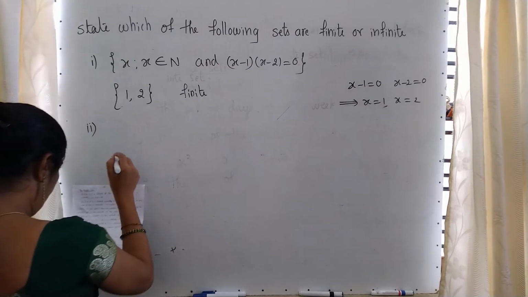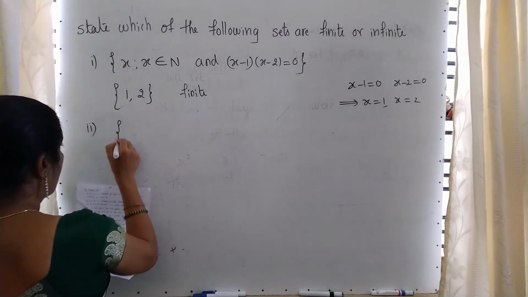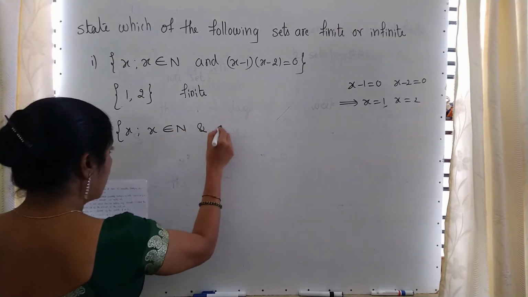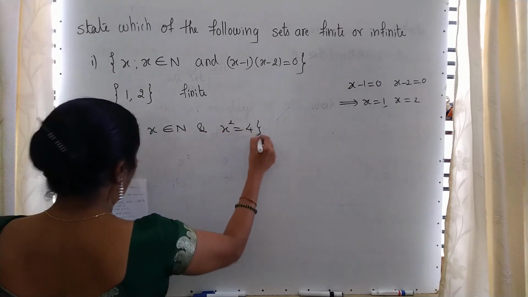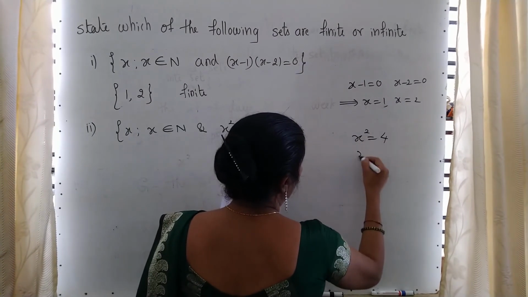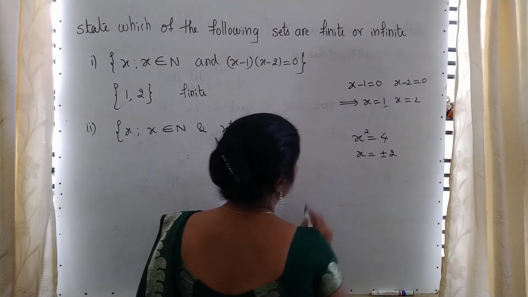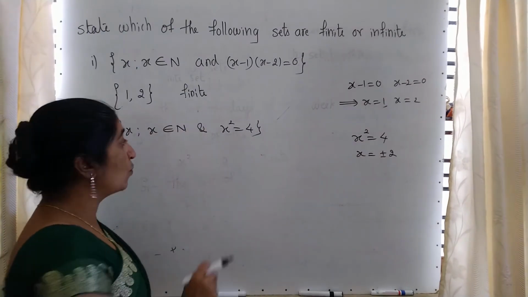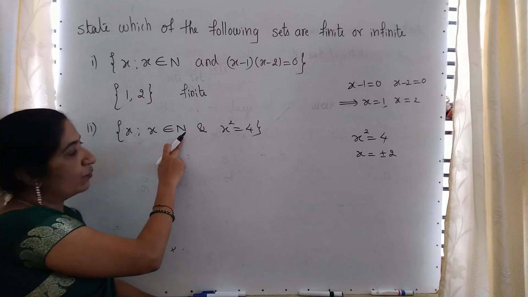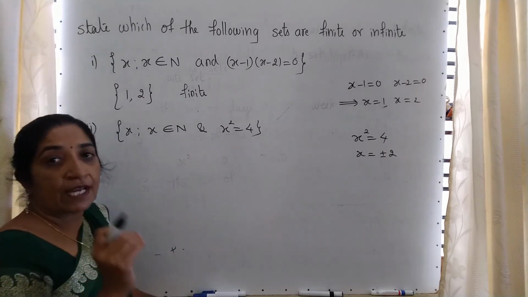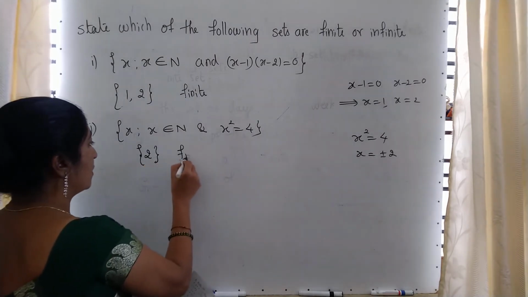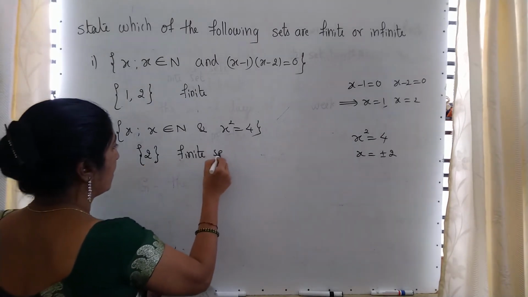Moving to the second one. X such that x belongs to N and x square is equal to 4. Here x square is equal to 4, but x is plus or minus 2. But we cannot write the negative value, because x belongs to the set of natural numbers. So this is also a finite set.